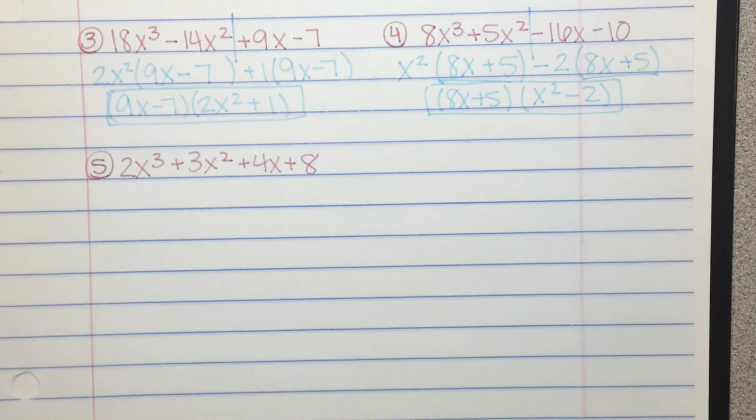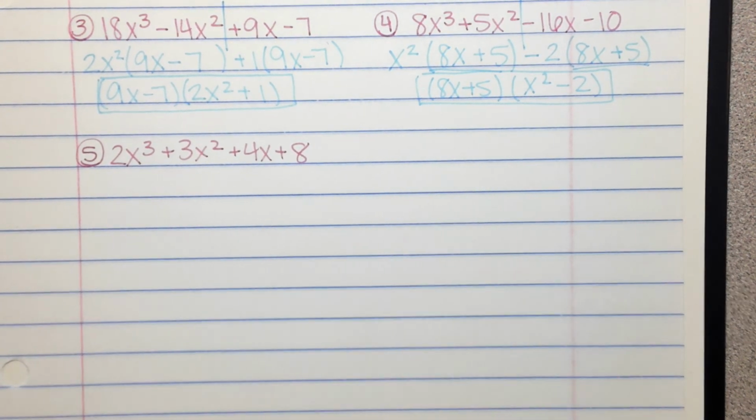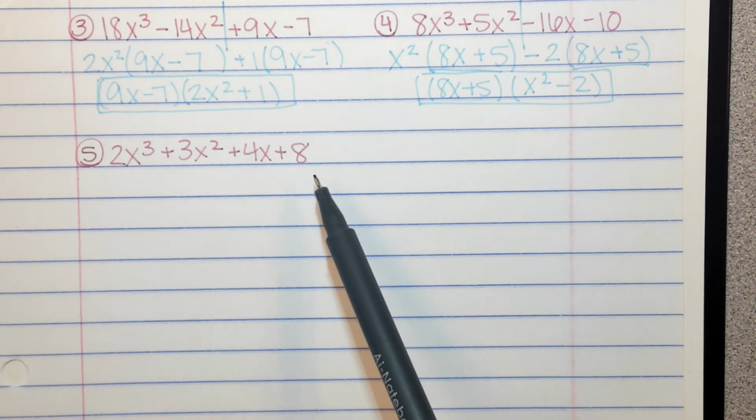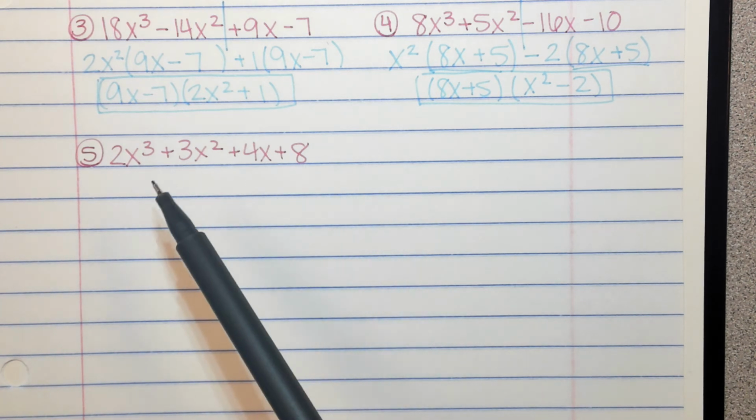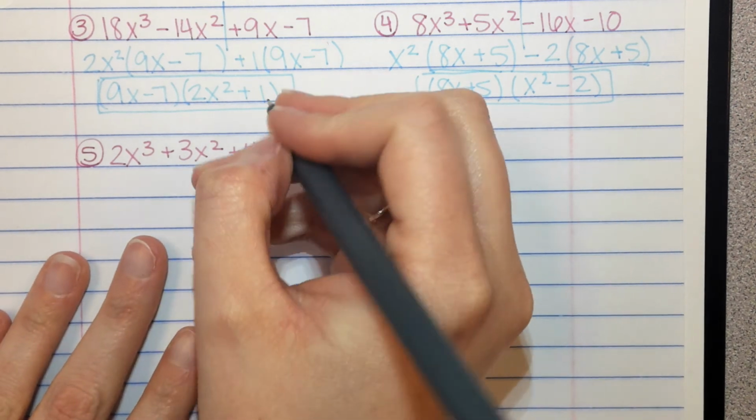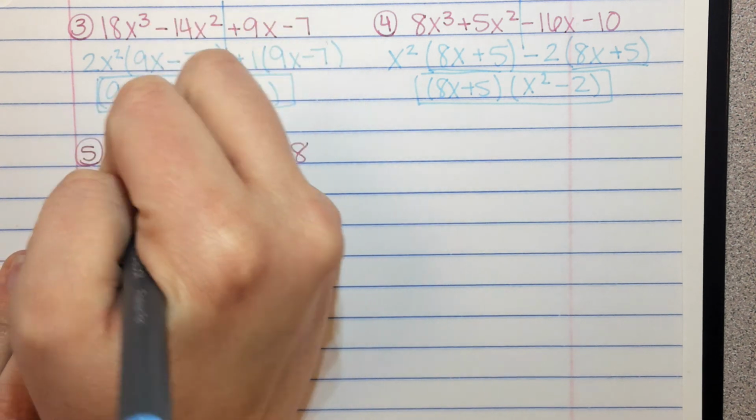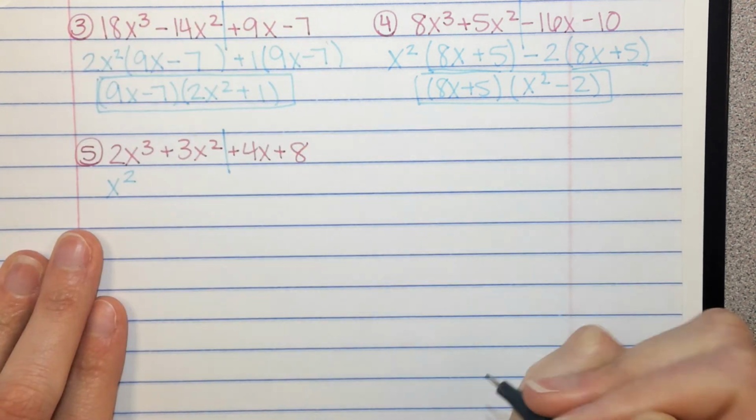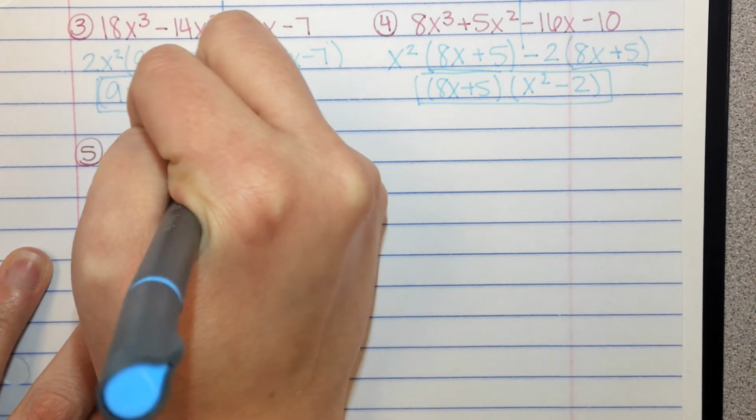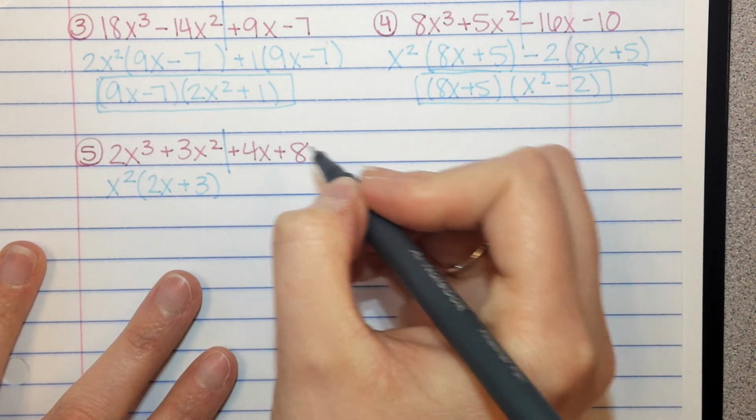Okay, example number 5 is going to work out a little bit differently, but we're going to approach it just like any other. We have 2, 3, 4, and 8. We can't pull out anything other than a 1. All of the terms don't have an x, so we can't pull that out. So we're just going to start by splitting it in half. We have 2x cubed and 3x squared, so that would be 1x squared for our GCF. And that leaves us with 2x plus 3. And on the other side, we have 4x plus 8.